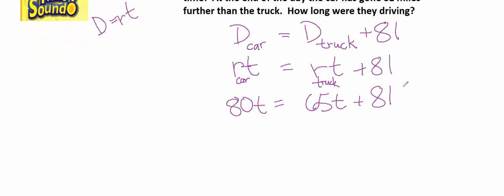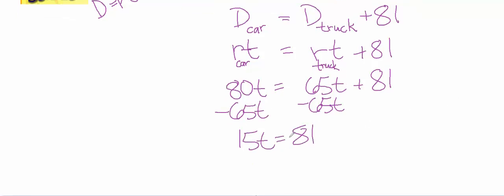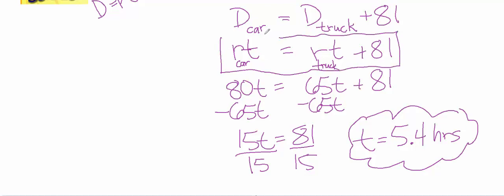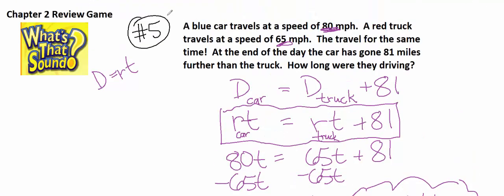So we'll go ahead and solve this by getting the t's to the same side. Minus 65t to both sides. We get 15t equals 81. In the last step, we'll just have to divide by 15. And so t comes out to be 5.4 hours. Again, remember, set it up as rate times time equals rate times time plus the extra. And then solve. 5.4 is our answer. Make sure you got that right.